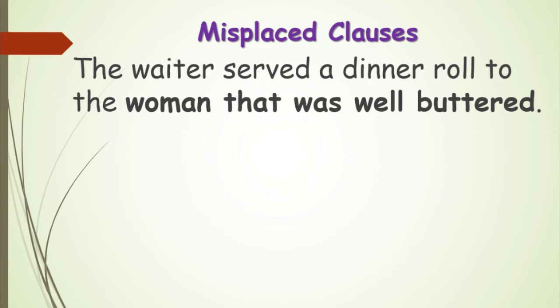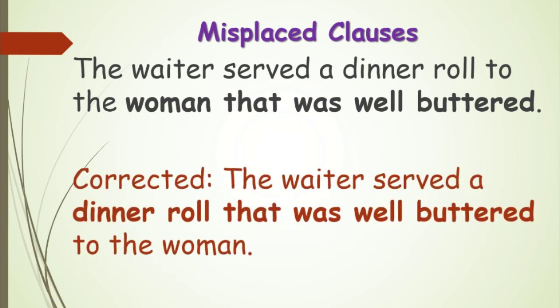Another sentence, the waiter served a dinner roll to the woman that was well buttered. So, do you think it is the woman that was well buttered? In this sentence, well-buttered modifies the woman. So how are we going to correct the sentence? The sentence will become, the waiter served a dinner roll that was well-buttered to the woman. So well-buttered modifies the noun dinner roll and not the woman.